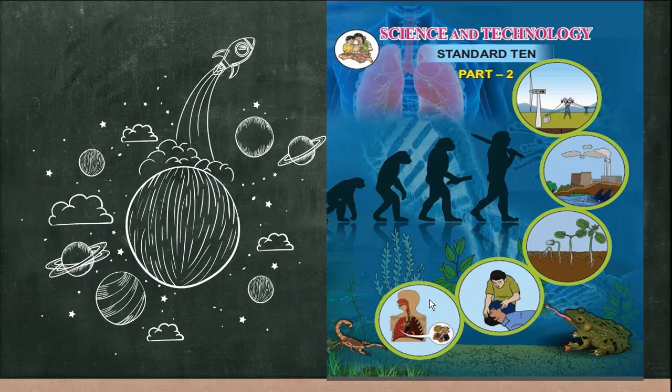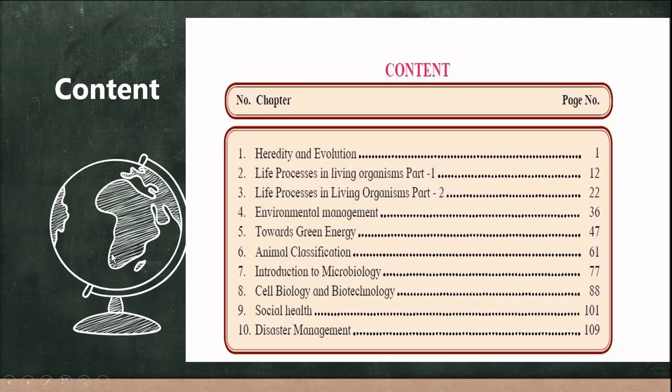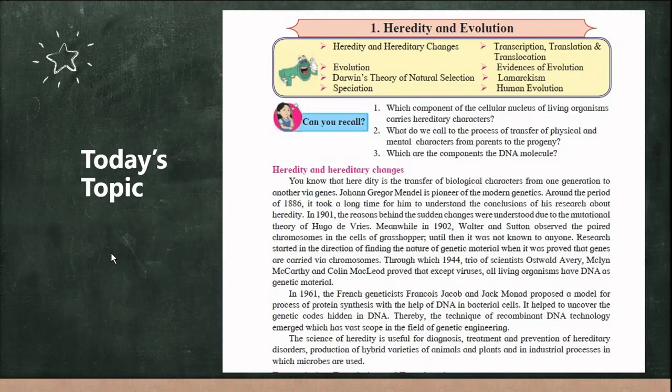Morning, friends. Today we are going to discuss the first topic of Science and Technology, Part 2, Heredity and Evolution. In this topic, we are going to discuss heredity and hereditary changes, transcription, translation, and translocation. Evolution, evidences of evolution, Darwin's theory of natural selection, Lamarckism, speciation, and human evolution.